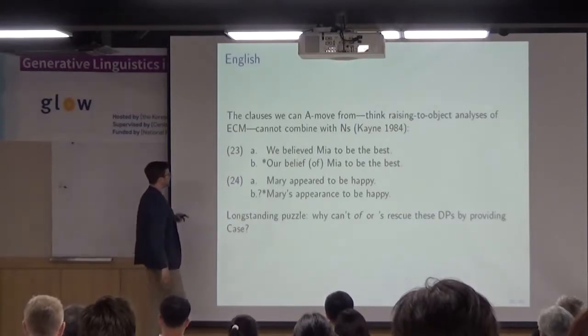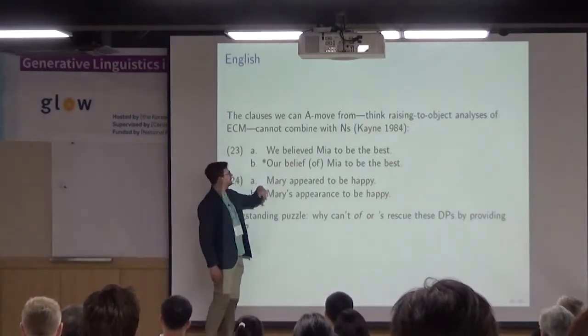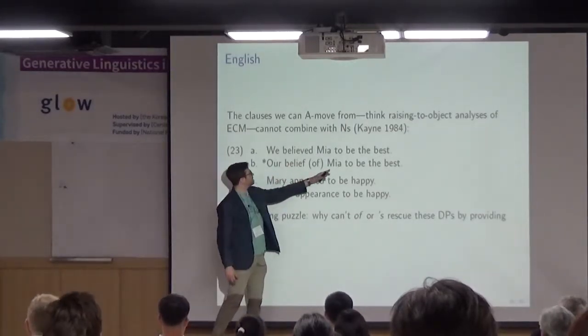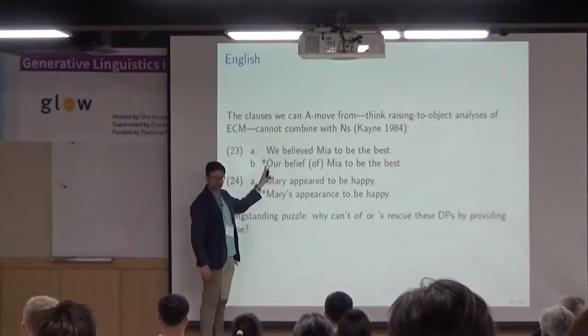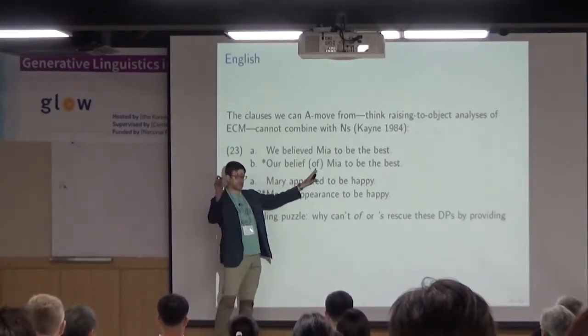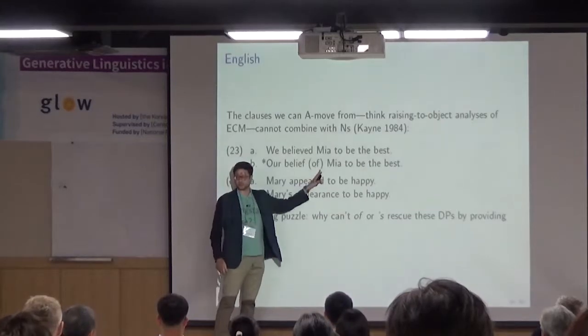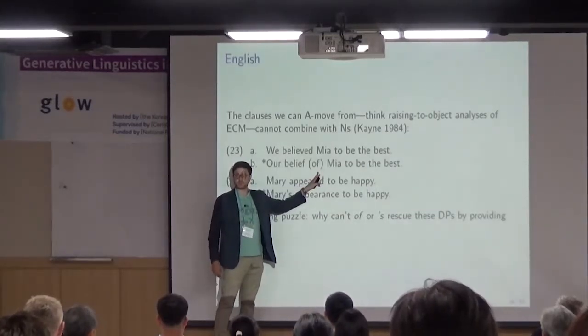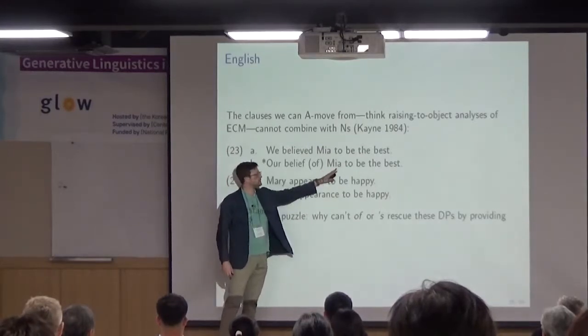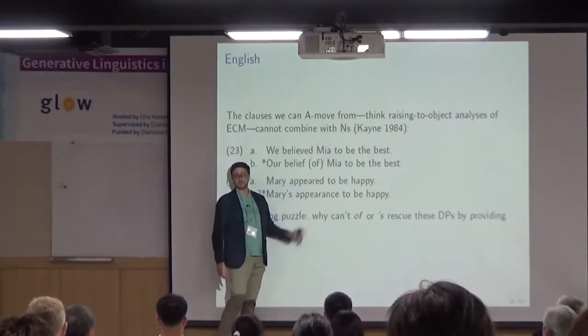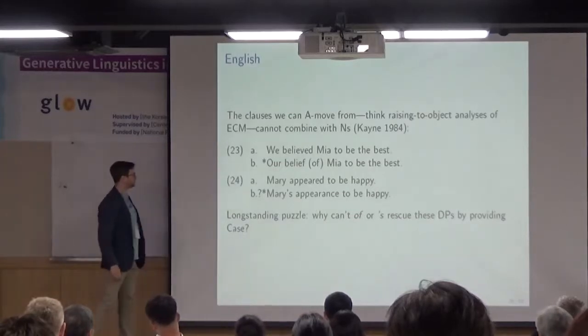Now, this goes back to Keir. So we believed Mia to be honest. Our belief of Mia to be honest is bad. And the question is, why can't the case rescuing of work here? This is what we do to rescue case. Okay? We stick in an of. And the question is, why doesn't that allow an ECM complement to belief?